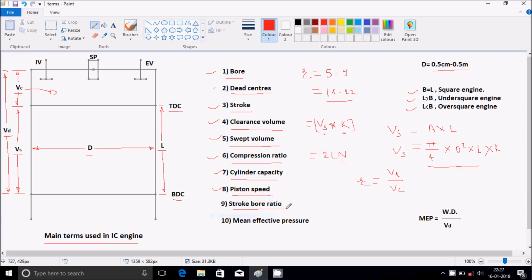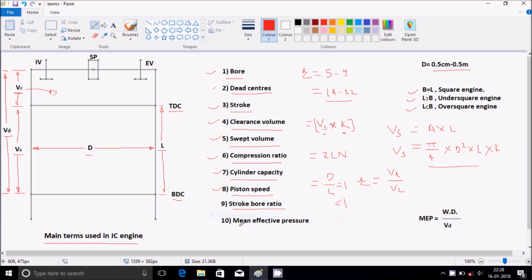Next is the stroke to bore ratio. It is the ratio of internal diameter of engine to stroke length. It is called stroke to bore ratio. In case of small engine, this ratio is equal to 1, while in case of large engine, this ratio is less than 1.